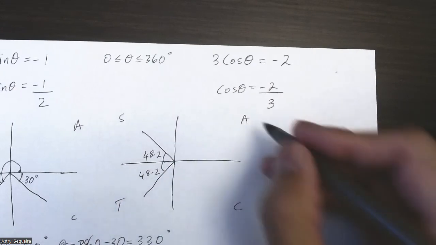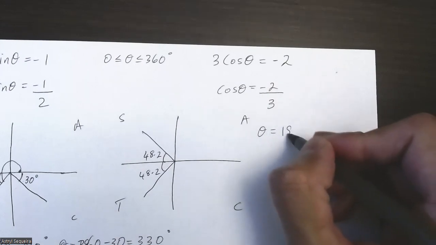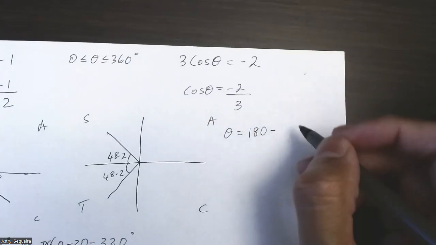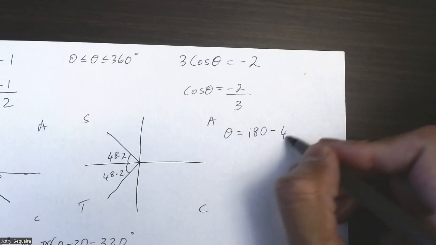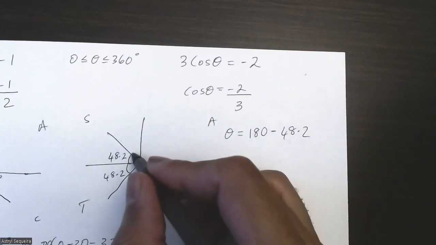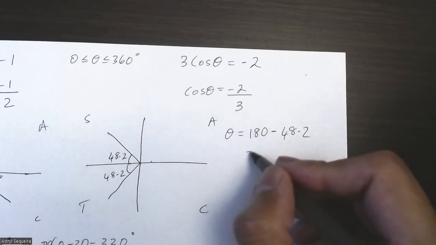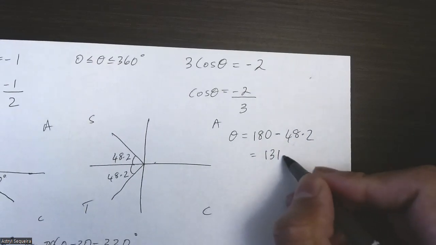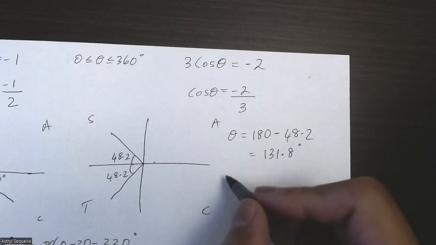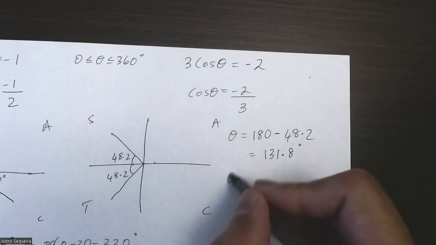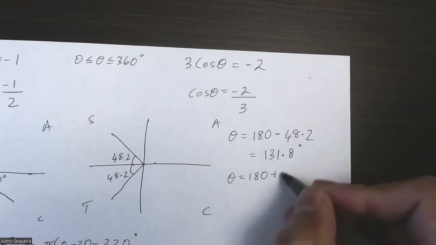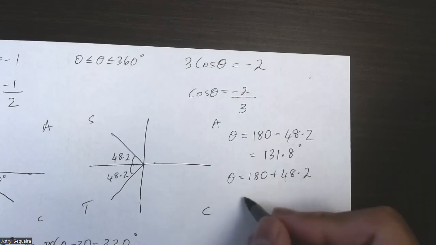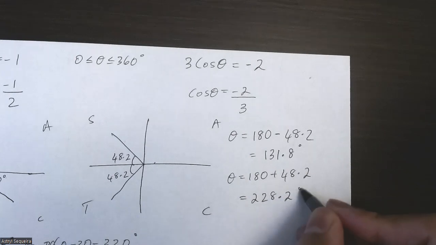So my first solution for theta is 180 minus 48.2, basically from here till here. So I go 180 minus 48.2. And if I do that on my calculator, I will get 131.8 degrees. My second solution is 180 plus 48.2, which is 228.2 degrees.